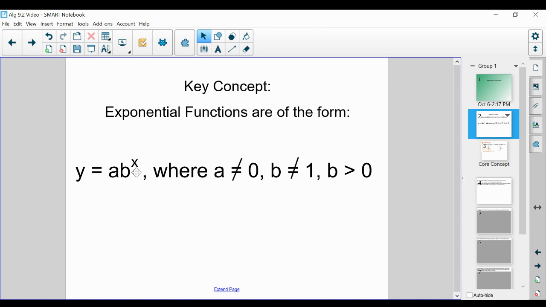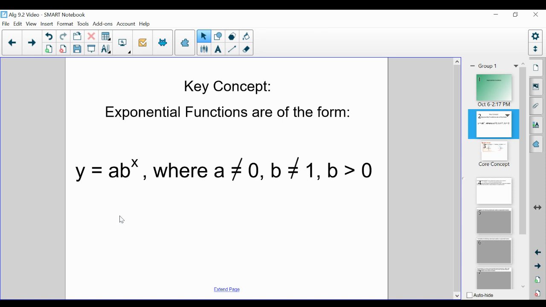The most important aspect of this, which students in the very beginning stages tend to forget, is that the exponent of x is only attached to b. We do not do a times b and then raise it to the xth power. It's b raised to the xth power, then multiplied by a. So this is how exponential functions look.